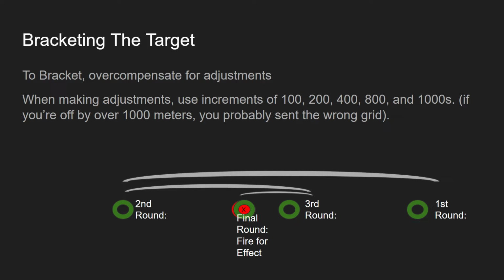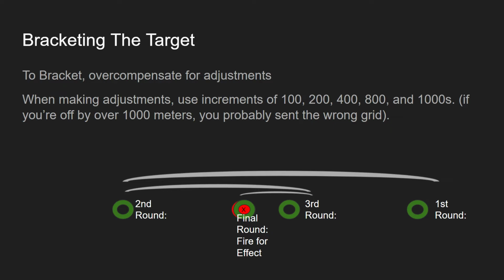If we were more than 400 meters but less than 800 meters short, then we need to add 800 meters so we go over the target. If we were more than 200 meters but less than 400 meters left, then we need to add 400 meters right to overcompensate. This will create bracketing.